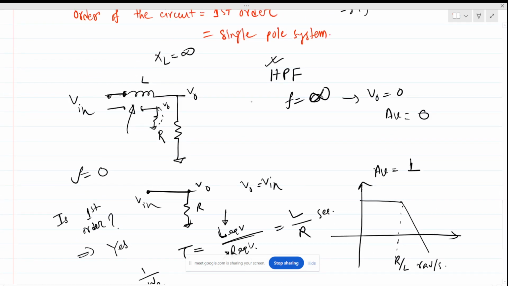Now what would be the time domain analysis of this circuit? So this will also be exponential, right?